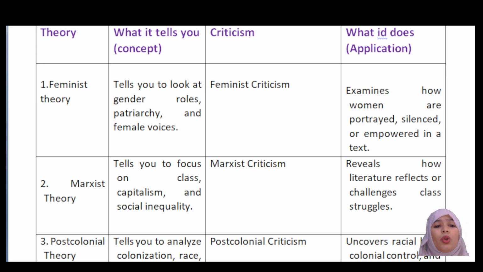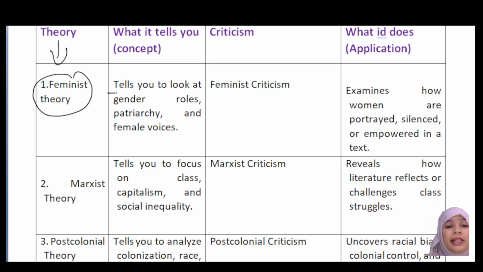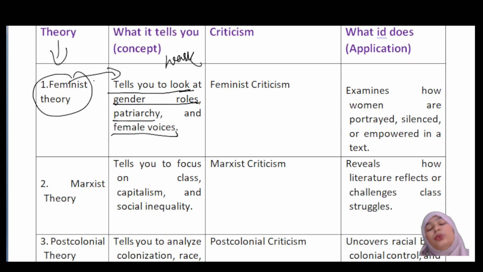Let's begin. According to theory, feminist theory tells you to look at gender roles, patriarchy, and female biases in a work. What does feminist theory tell you? Try to observe the gender roles, and patriarchy: how a patriarchal society or patriarchal person dominates women.